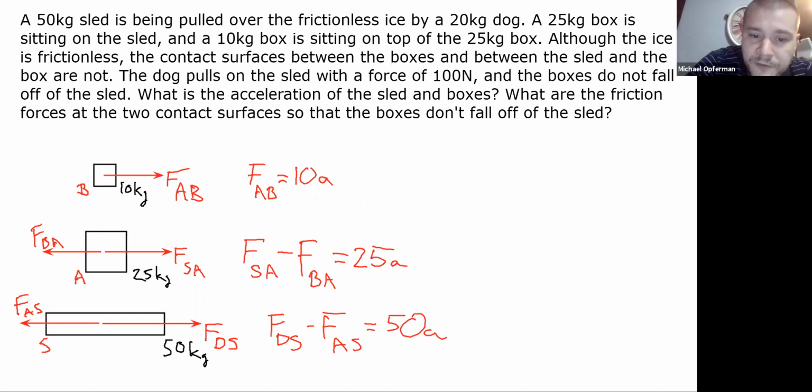I know FDS, that was given in the question. So let me plug that in. That was given as 100 Newton, and I'll drop the units again. So I'm gonna just make that 100.